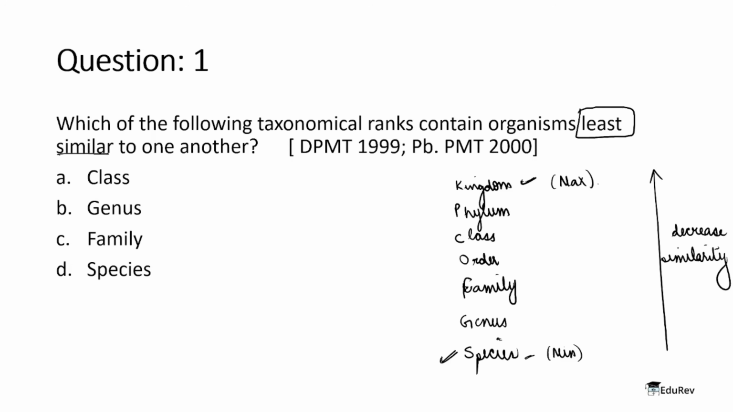So according to this, we have four options: class, genus, family and species. The taxonomical rank which lies higher in the hierarchy will have the least similar characteristics to one another. So here we have class, then genus, then family, and then species. As we can already see, class lies at the highest from these options. So the correct answer to this question is class. The answer is option A, class.